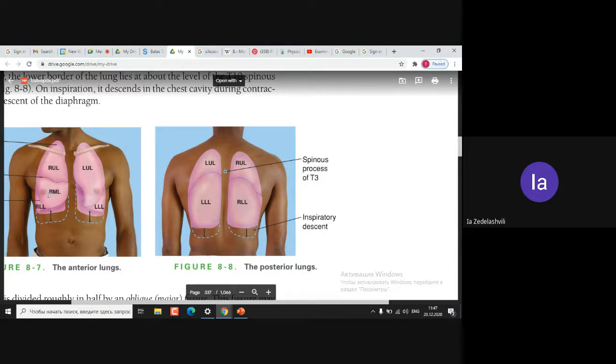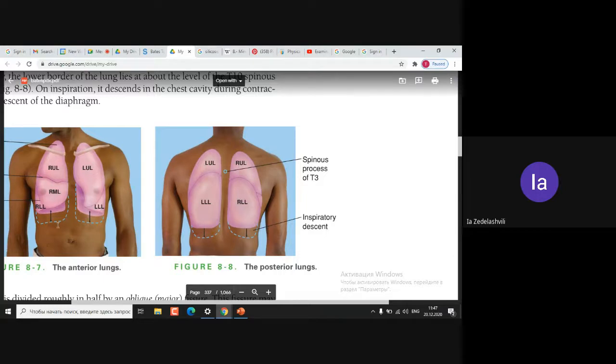So this is the middle part. So middle, right middle lobus of the lung, right lower lobus. On the left side we have only the upper part and the lower part. Here upper lobus and lower lobus.